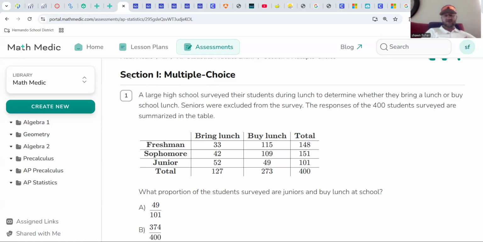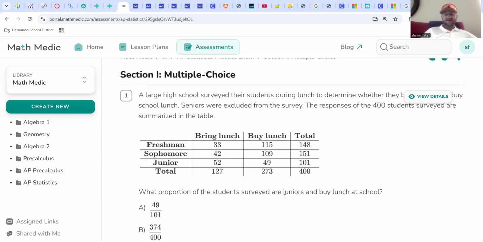Okay, a large high school surveys their students during lunch to determine whether they bring a lunch or buy the school lunch. Seniors were excluded from the survey. The responses of the 400 students, that's important, are summarized in the table. So a pretty good two-way table here. The question is, what proportion, what ratio, what A over B, percent, proportion, decimal of the students surveyed are juniors and, that's a huge word right there, and both at the same time.